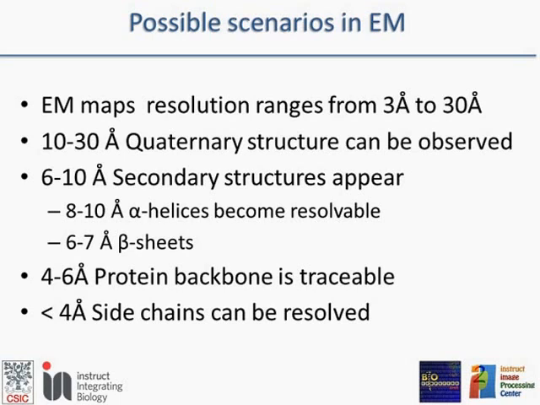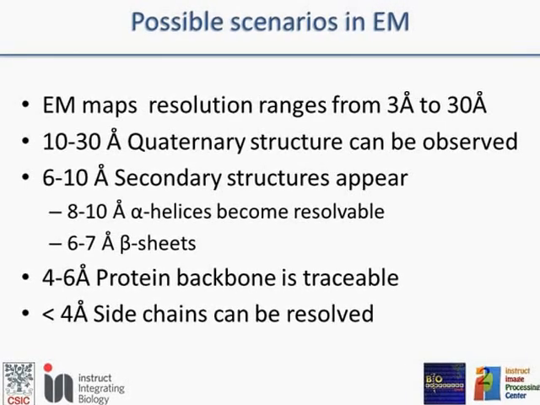When we have a high resolution in the context of EM, then the backbone is traceable. So we have tools to do that. Of course, here you can still use fitting, but here we have other tools that can help to trace the C alpha backbone. And for maps with a resolution lower than 4 angstroms, side chains can be resolved. So here we in fact can model the full structure.